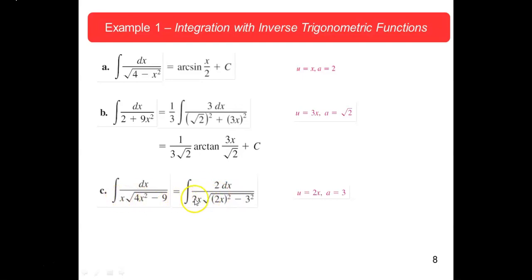So then we multiply this by 2, but to keep the value the same, we multiply the top by 2. The 9 is just 3 squared. So we identify our u as 2x and our a as 3. And then we're able to just use our integral formulas to see that our a was 3, so we get 1/3 arcsecant of 2x, absolute value of 2x over 3, and then plus c.